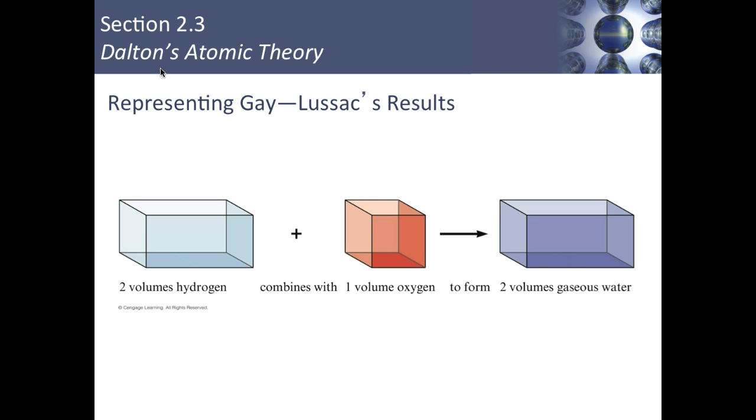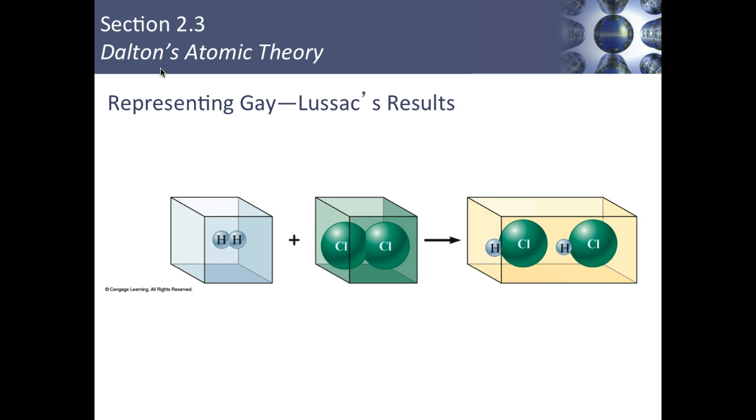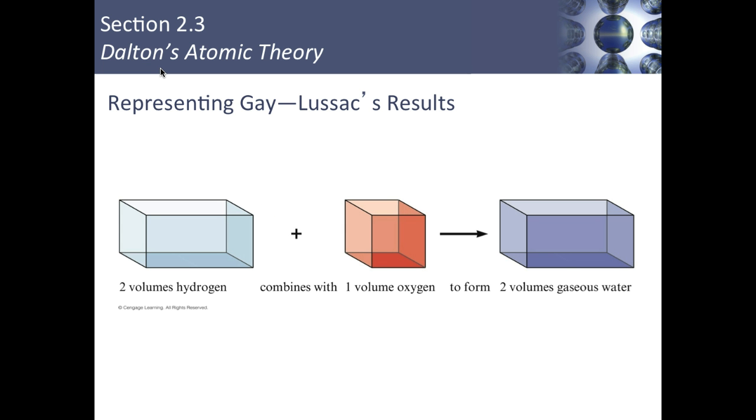So if I'm looking at Gay-Lussac's results, if I have two volumes of hydrogen gas, plus one volume of oxygen, one molecule O2, when they come together, they're going to form two volumes of gaseous water, but the relationship is going to remain very similar.